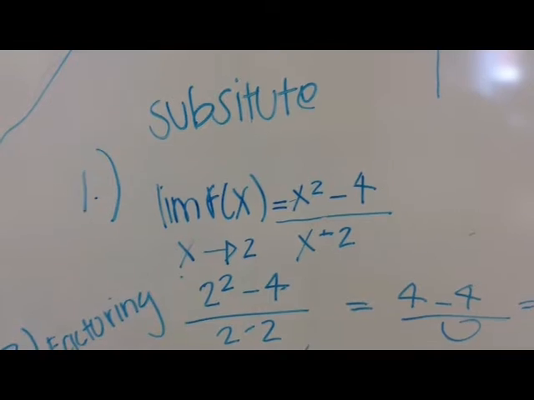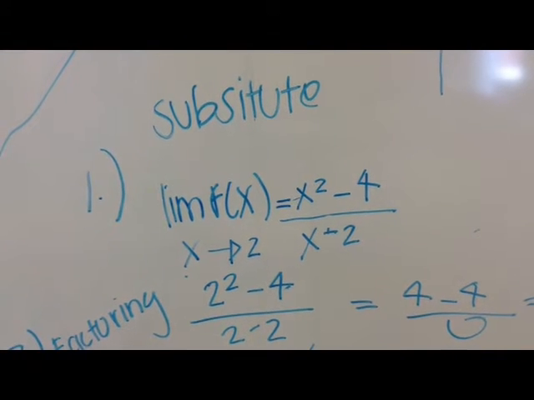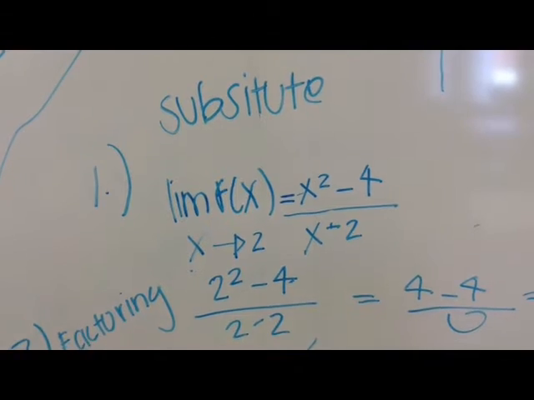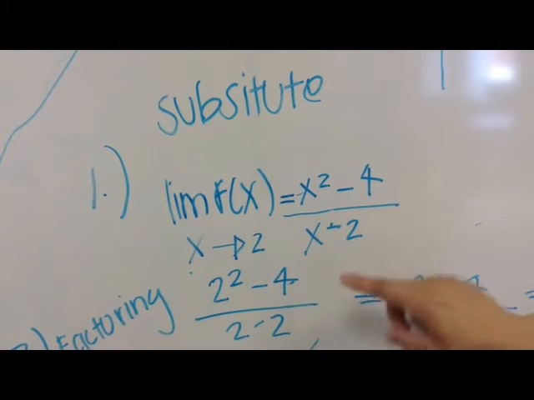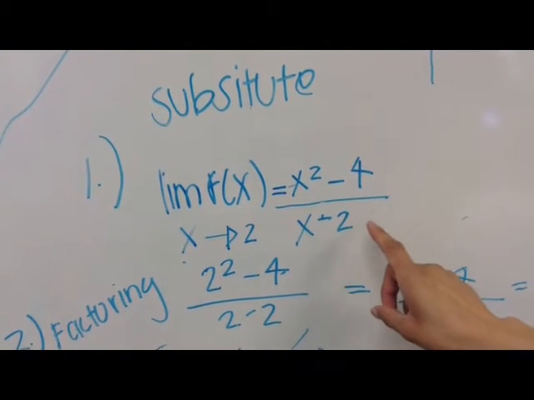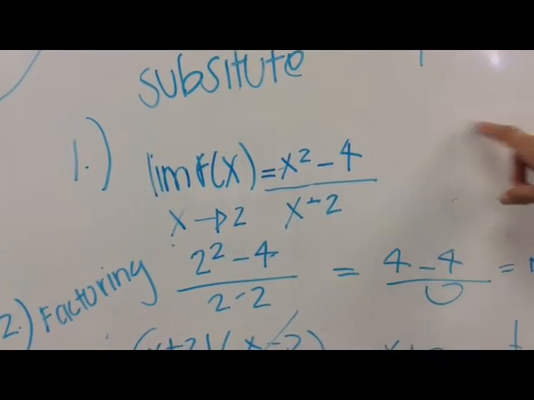Limits. What are limits? Limits are used to find a range of something. There are several different types of limits. One limit is substitution, and it's x squared minus 4 over x minus 2, and you plug in 2 to the x's, and it gives you 0. So since it's 0, there's no limit.